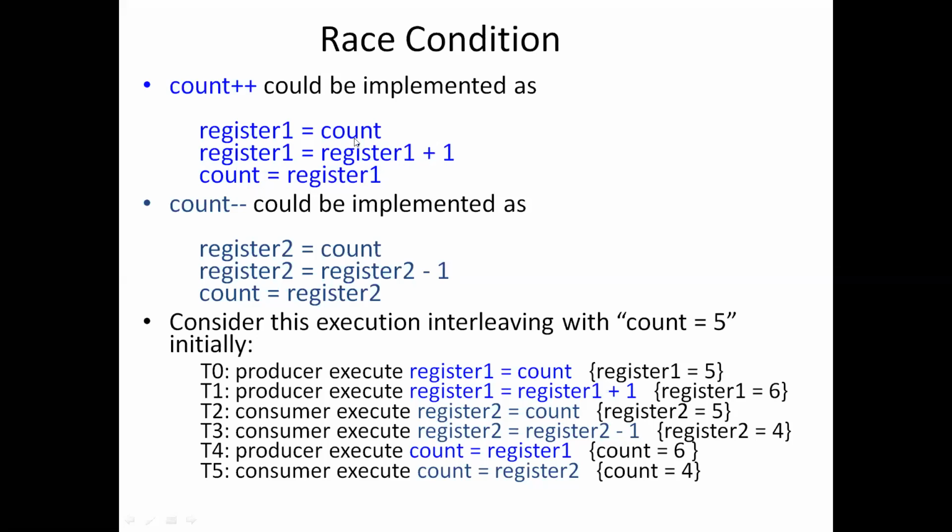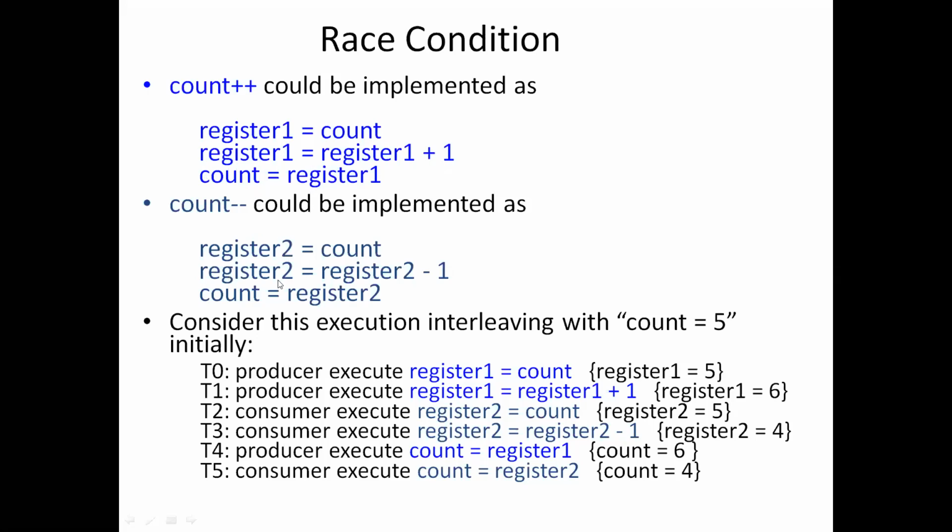What is the value in register 1? Just assume the initial value of count as 5. Initially count has 5, and 5 we are storing in register 1. In the statement register equal to register plus 1, the register has the value 5, and 5 plus 1 we are storing again in register 1. Now register 1 has 6, and 6 will be stored in count. That is count plus plus, the producer's part.